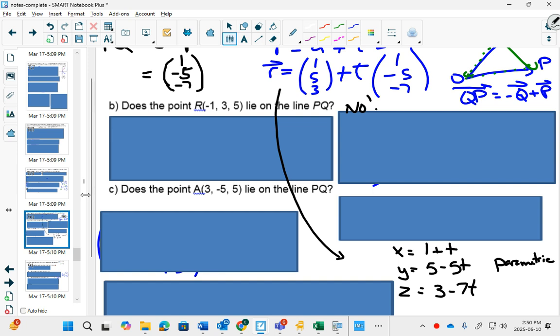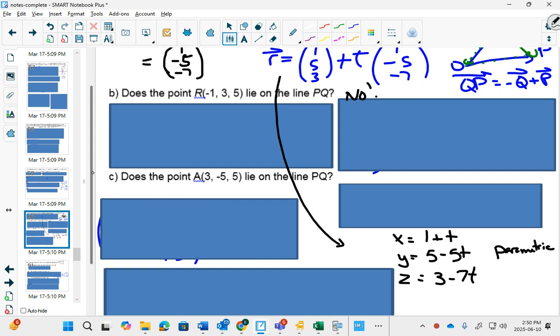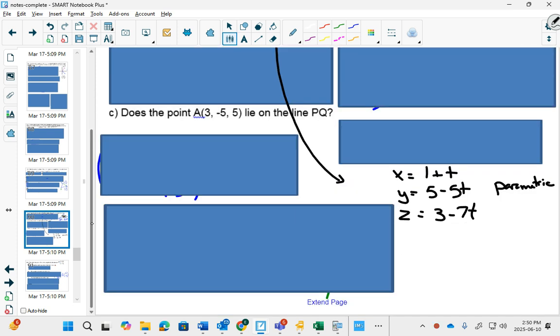So the equation of a line in 3 dimensions, the Cartesian form, actually looks like this. Could you get t by itself? Yes. x minus 1. Could you get t by itself here? Yes. You would have y minus 5 divided by minus 5. And could you get t by itself in this one? Yes. It would be z minus 3 over negative 7. And all 3 of those would be equal to each other.